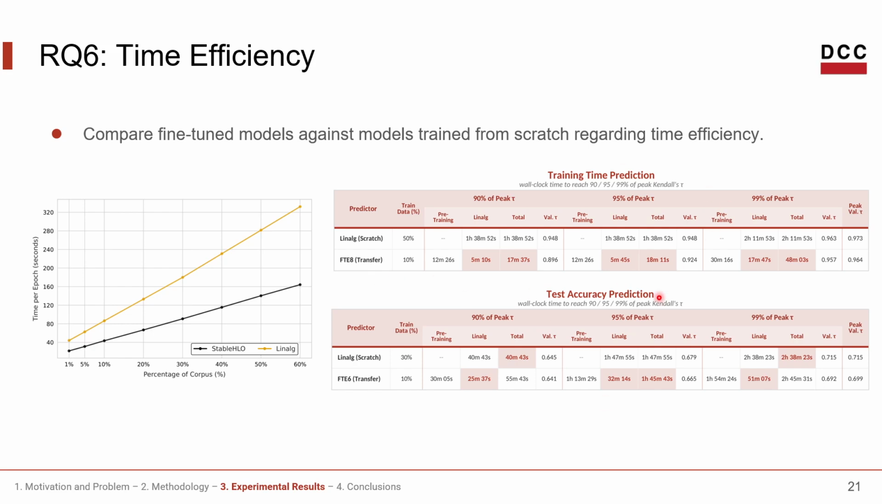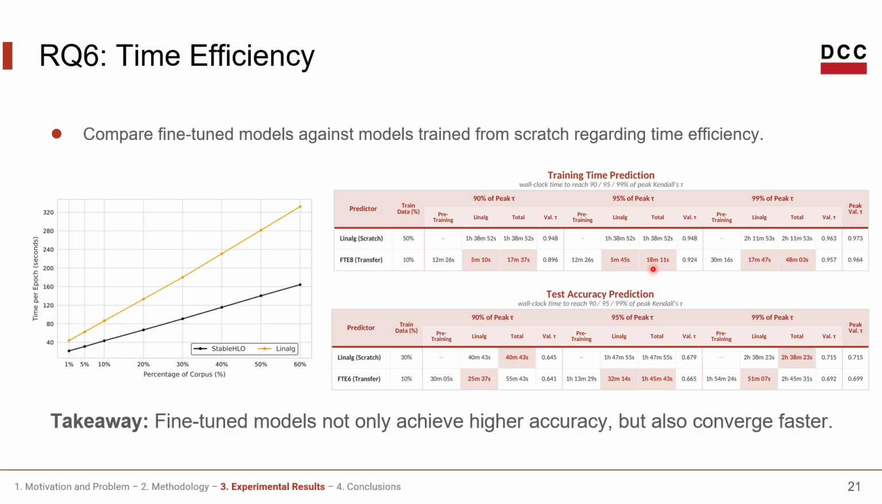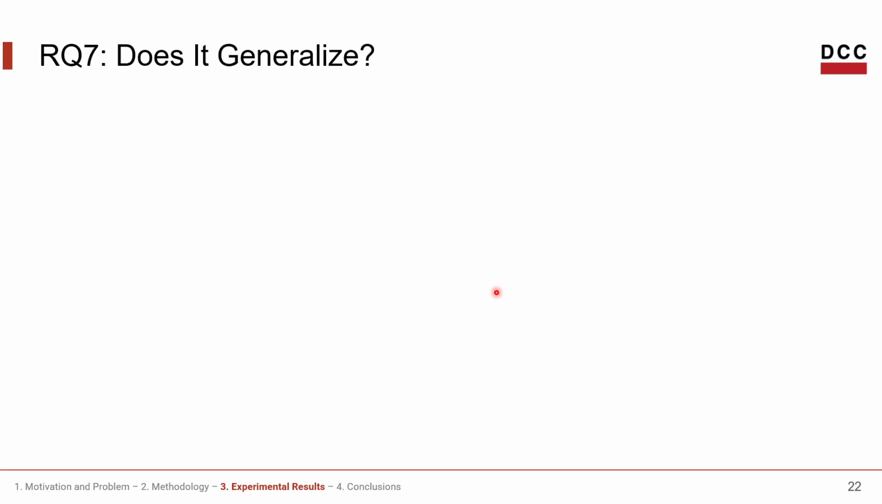Now, here I have two tables comparing the time to train of a specific fine-tuning configuration against training from scratch. I know this is a lot. I'm not going to go over it too much. But the overall takeaway is that fine-tuned models not only achieve higher accuracy, but they also converge faster. Especially when you consider that the time spent on pre-training can be considered an offline one-time cost that is going to be amortized over all of the adaptation runs that you're going to do, there's a very clear advantage in applying fine-tuning.